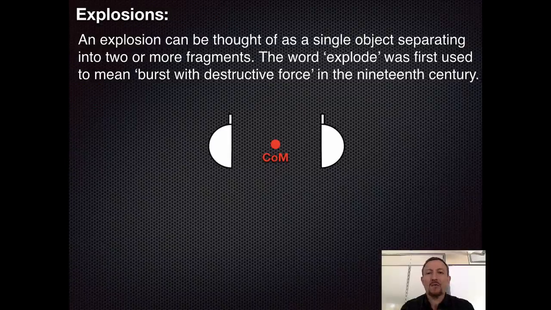And all the parts move away from that object. So they're getting gradually further away, but the center of mass always stays in the same point.